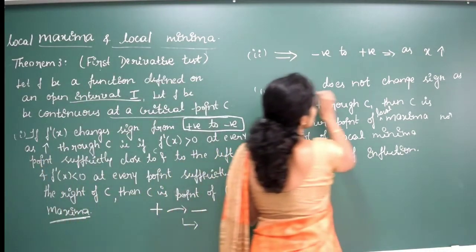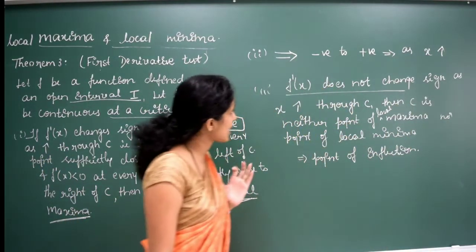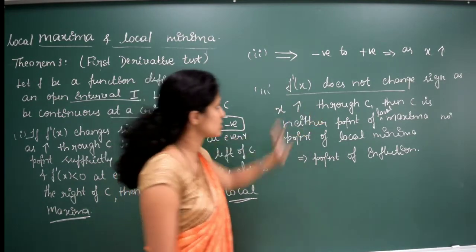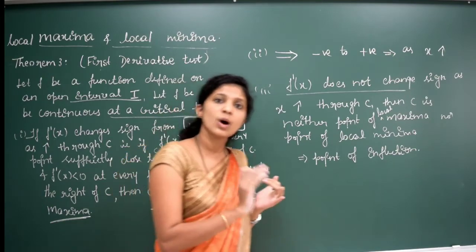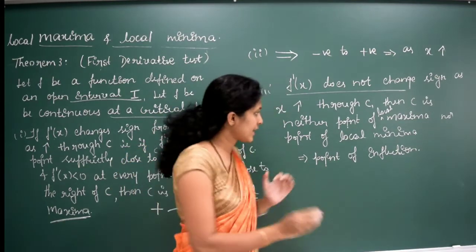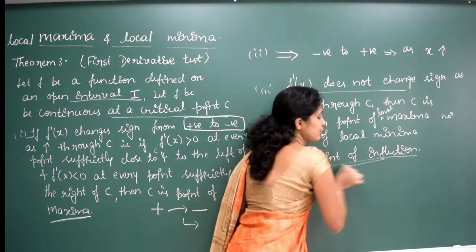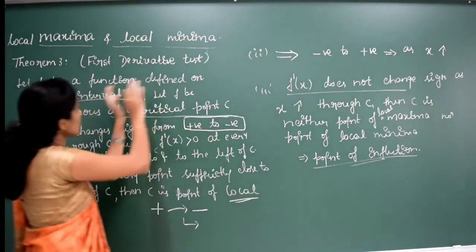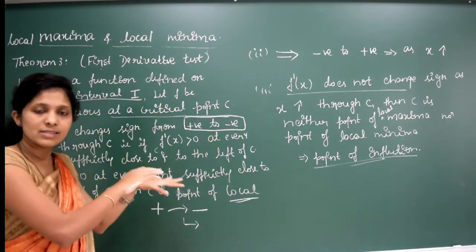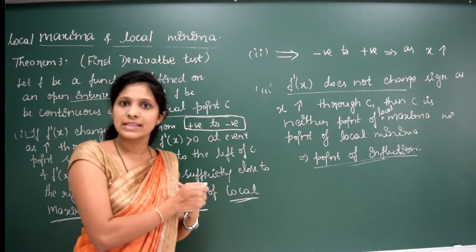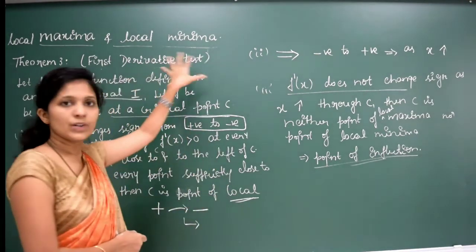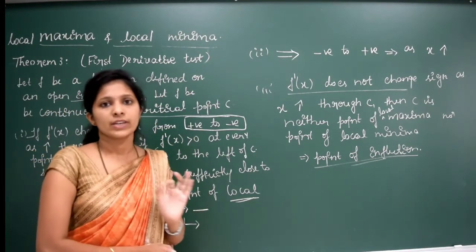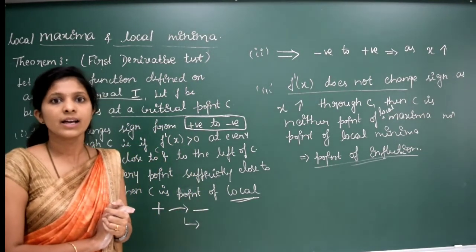Third one is, if f dash of x does not change sign as x increases through c, then c is neither a local maximum nor a local minimum. That is called the point of inflection. Is it clear? So this is called the first derivative test. By using this test, we can find the local maxima and local minima. In the next session, we will see the second derivative test. By using that also, we can find the same local maxima and local minima.